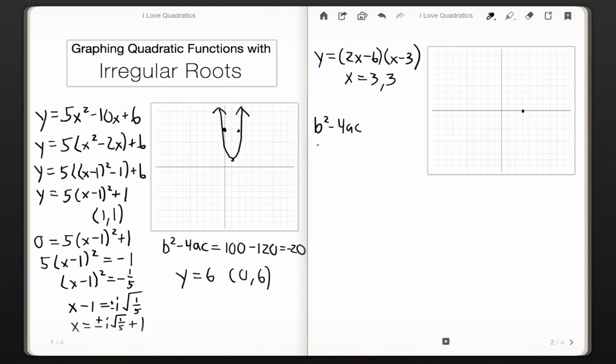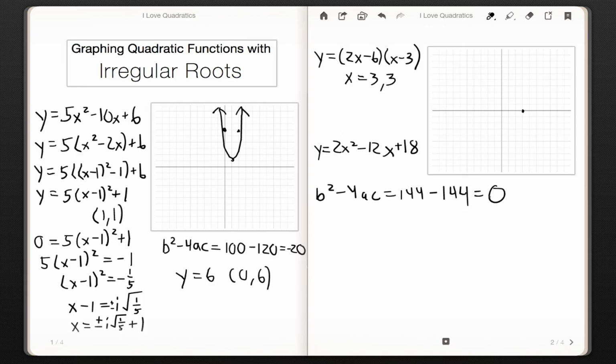So we're just going to multiply this out. We'll get y equals 2x squared minus 6x is minus 12x. Negative 6 times negative 3 is plus 18. So now we can find the discriminant. Let's give ourselves a little more room. Okay. The discriminant is going to be negative 12 squared is 144 minus 4 times 2 times 18. That's going to be minus 144. And we get 0, just like we predicted. Discriminant of 0 means that there is only one root.